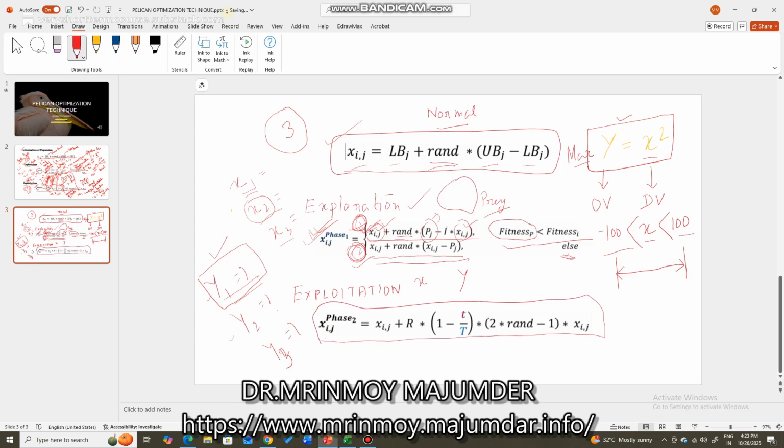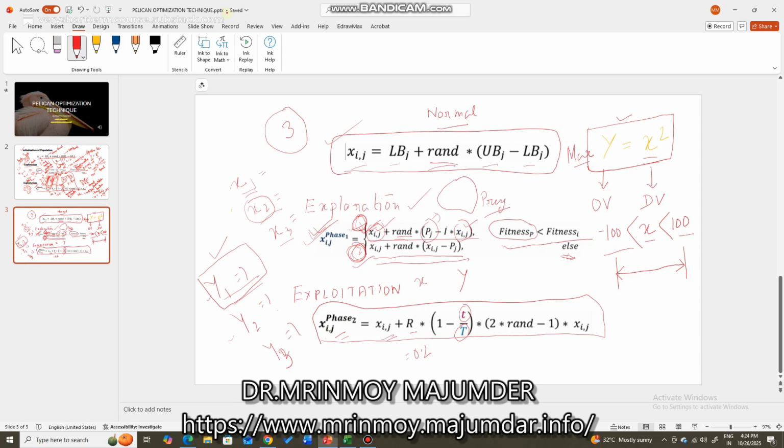Okay, so this is the new x, this is the old x, this is the r, which is 0.2, multiplied by 1 minus the current iteration over the maximum iteration, multiplied by the maximum iteration allowed. Say you have allowed 1000 iterations, so capital T will be 1000, and you are at the 50th iteration, then the small t will be 50.